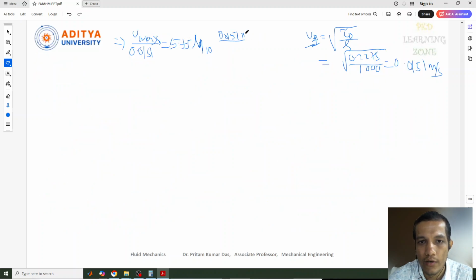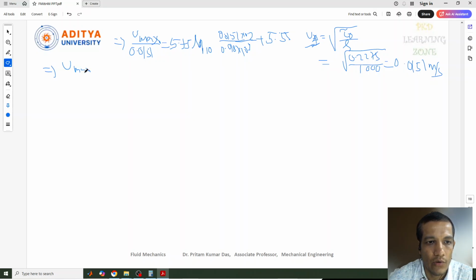So here this is 0.2, and nu value is already given in the question, that is 0.018 into 10 to the power minus 4, plus 5.55. This is the formula. Now again we need to solve this one so that we can find out the value of u max. Now u max by 0.0151, this one, and we'll solve this side first.